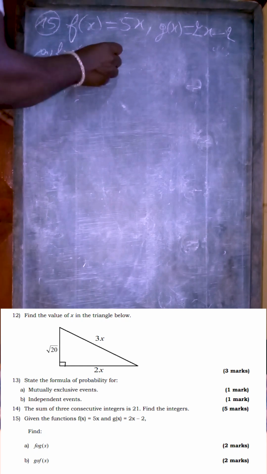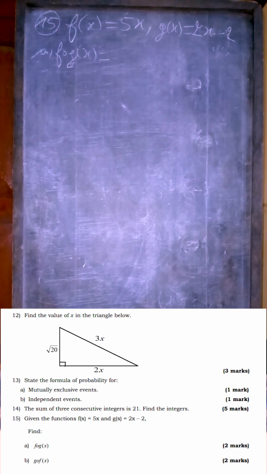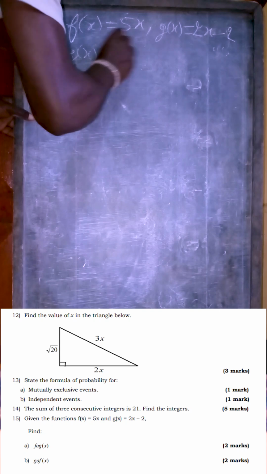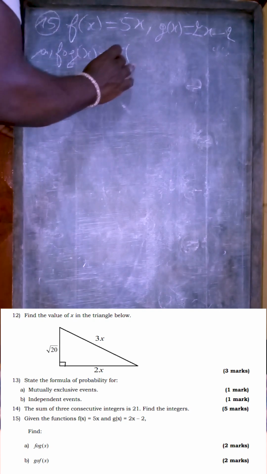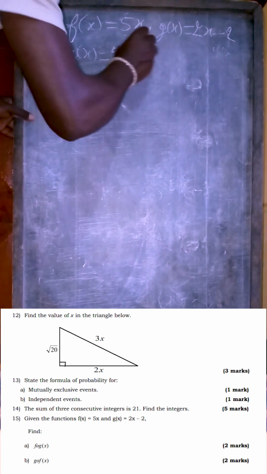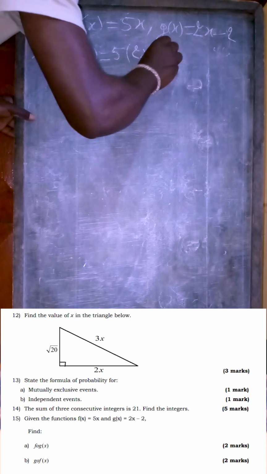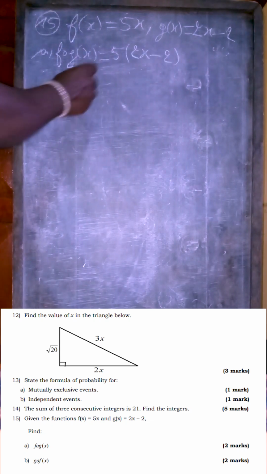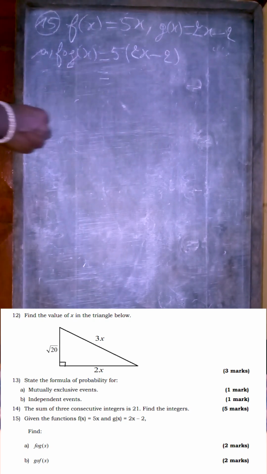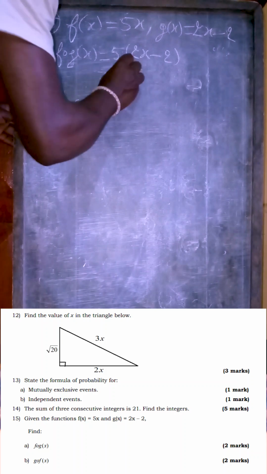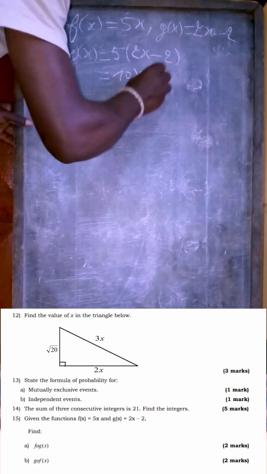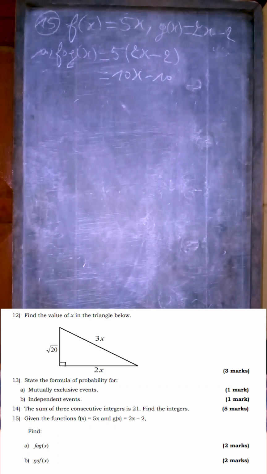For f of g of x, you have to write the f function and replace the x by g of x. It will be 5 times g of x, which is 2x minus 2, and it will become 10x minus 10. This is f of g of x.